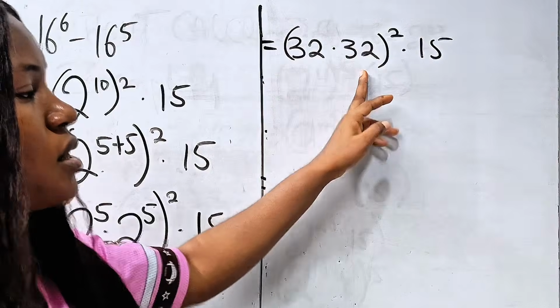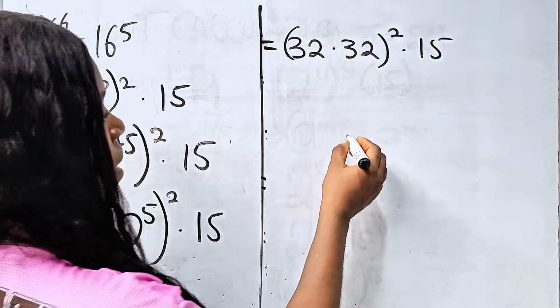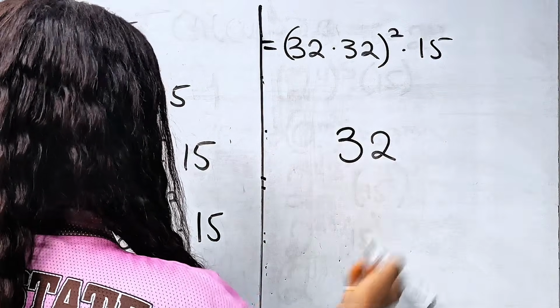Now 32 times 32, this is the same thing as 32 squared, right? So I'm going to use my math trick to get that.